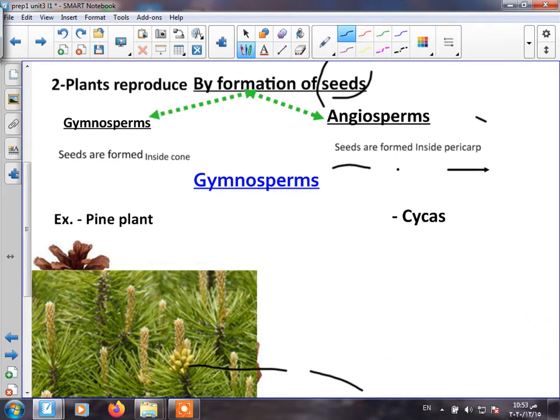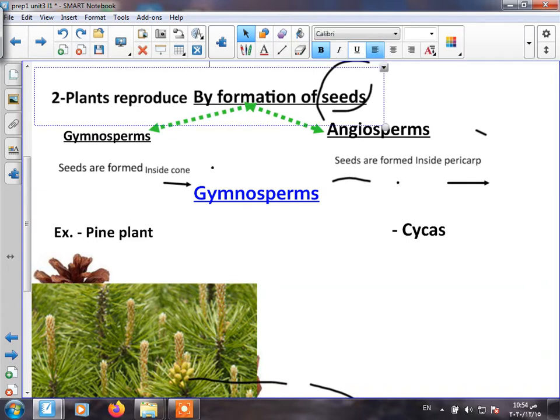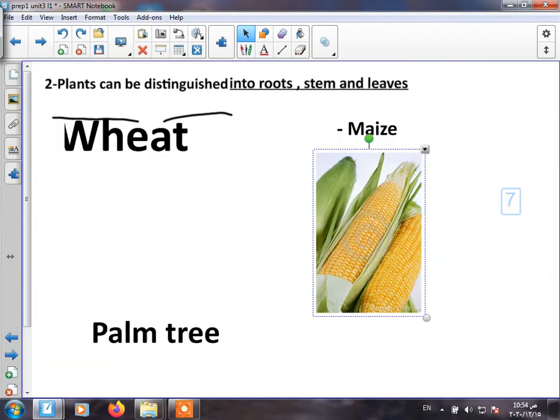Again, I have two types of plants that reproduce by formation of seeds: gymnosperm and angiosperm. Gymnosperm seeds are formed inside a cone, while angiosperm seeds are formed inside a pericarp. Okay, don't forget.